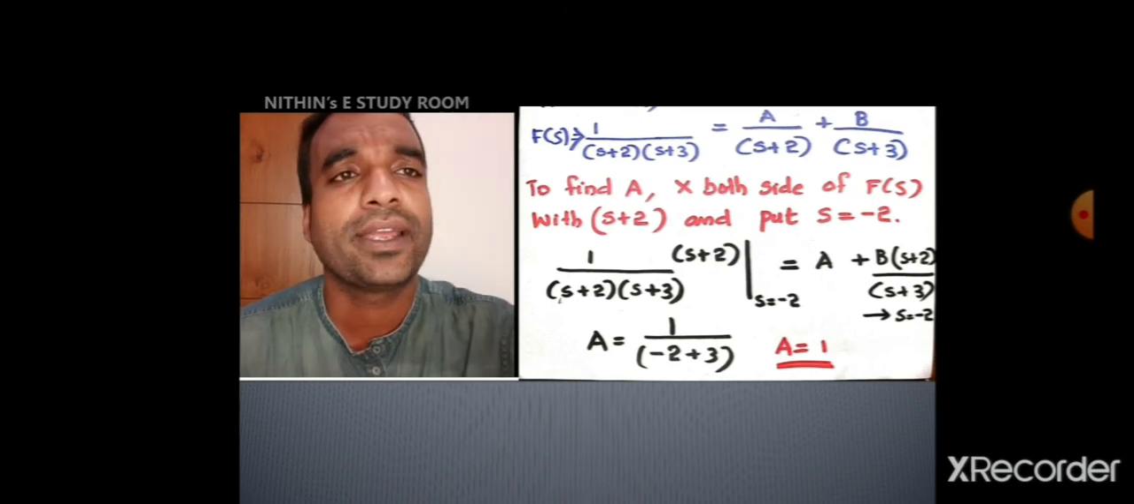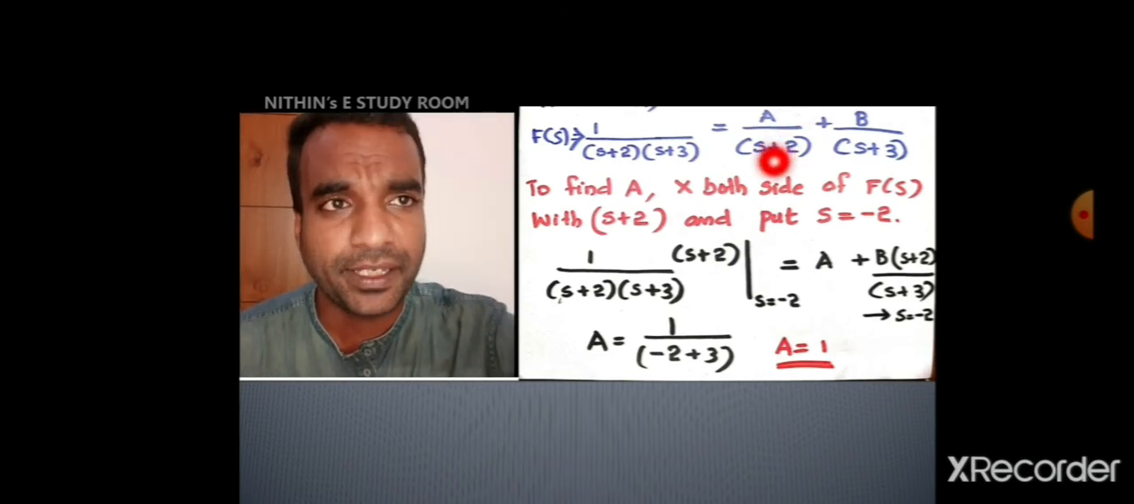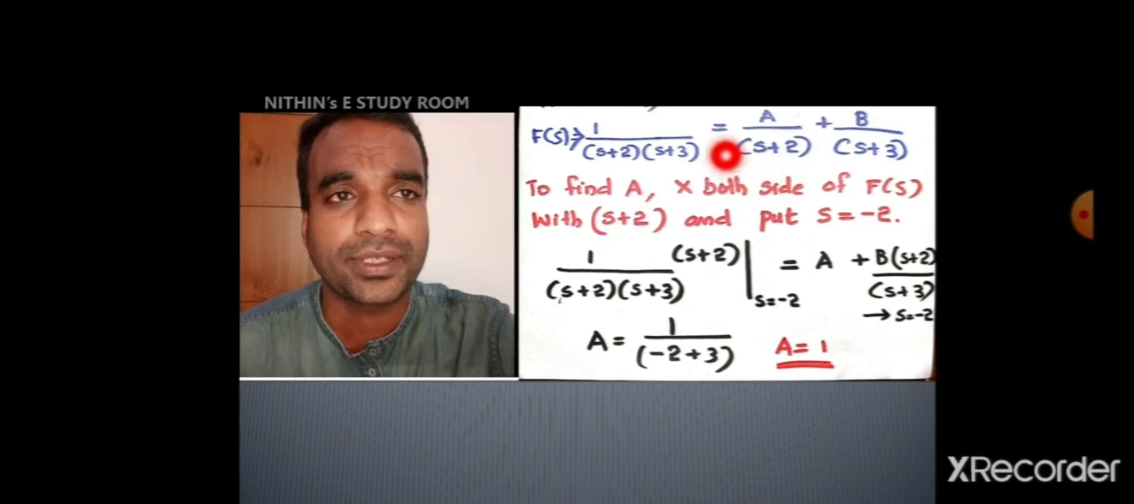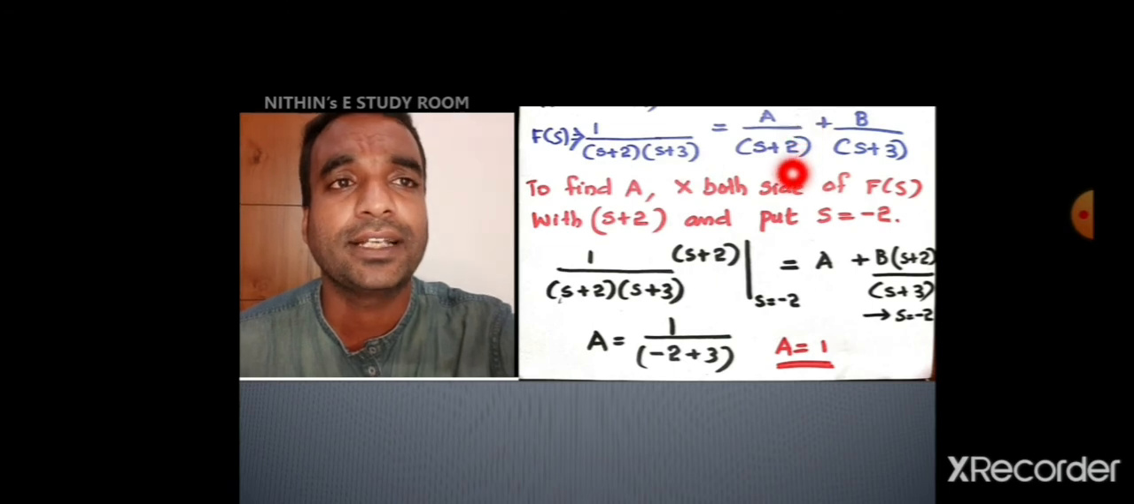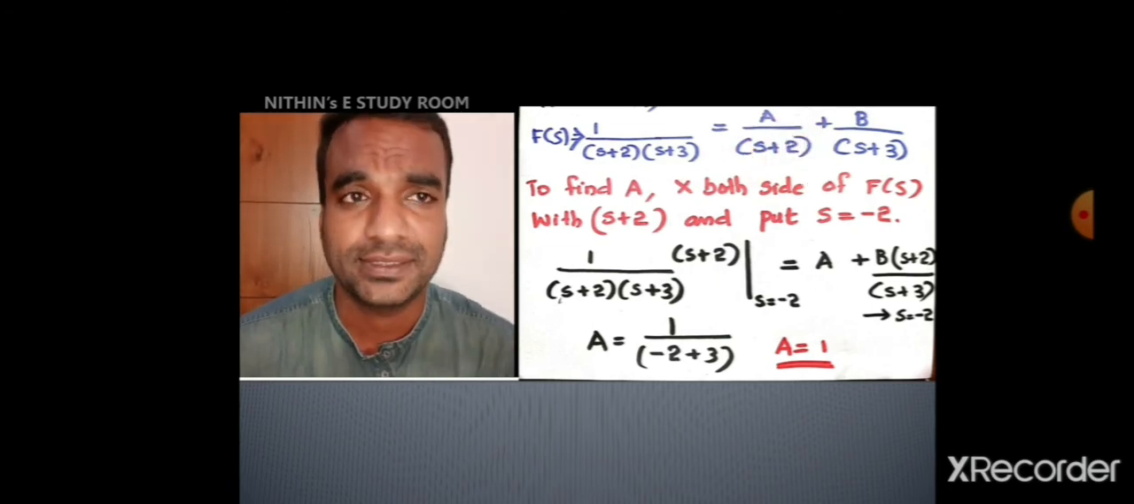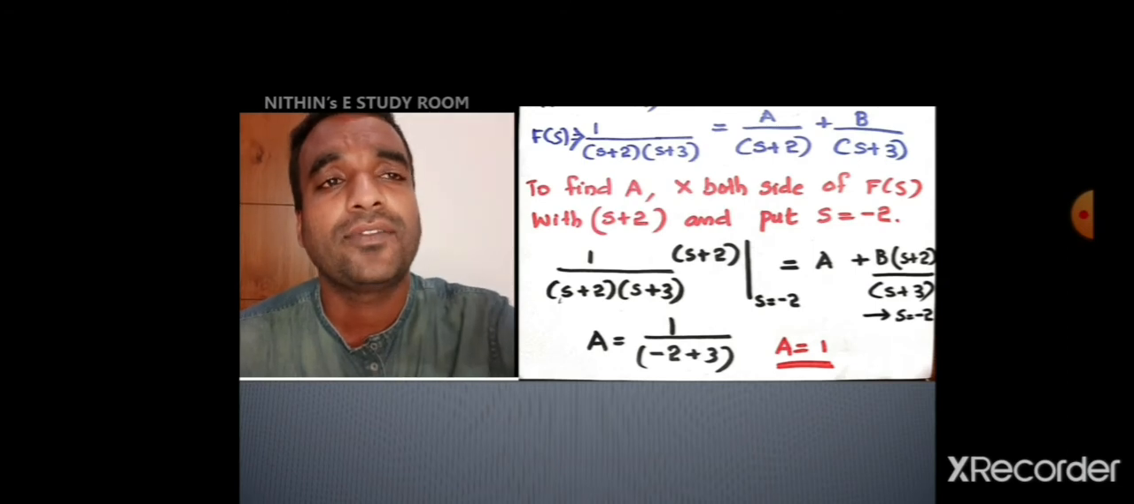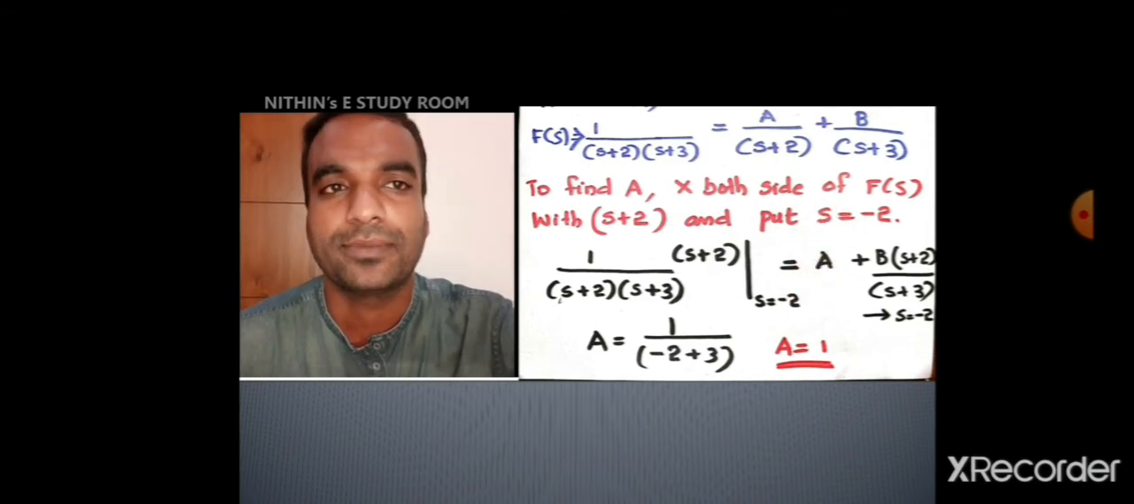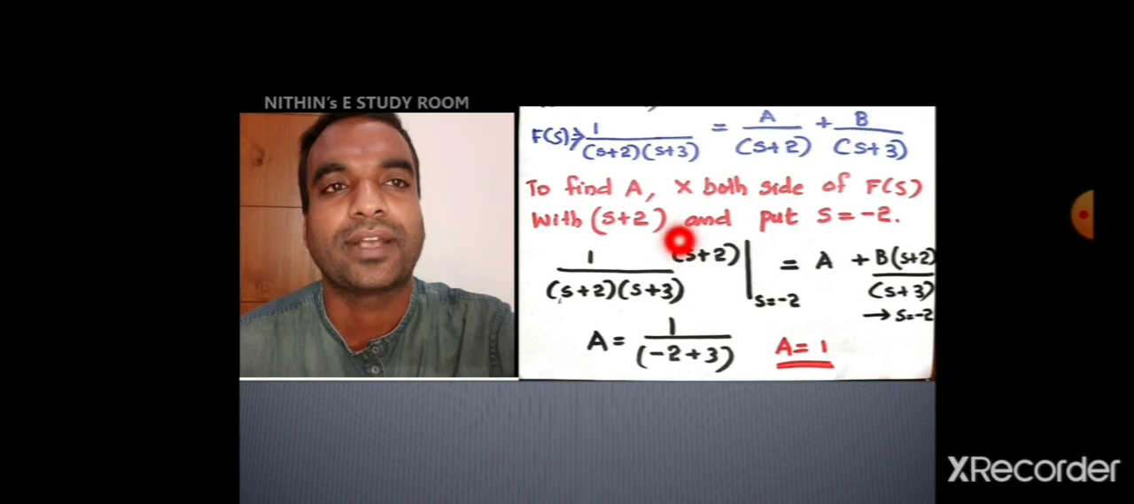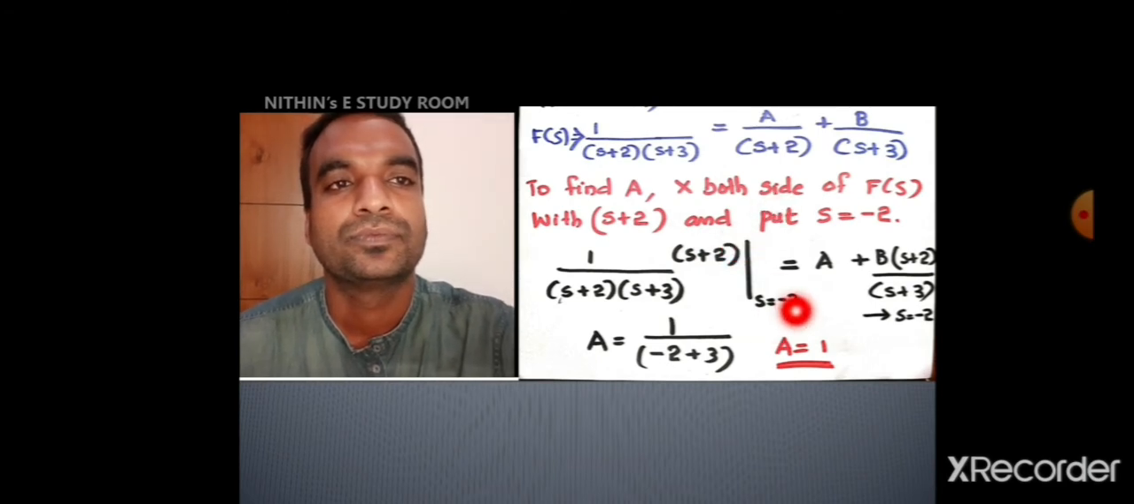So if you want to find a, theoretically speaking, you have to multiply the left half side and right half side with s plus 2 and put s is equal to minus 2. But what I want to say is, on the right side, after the whole procedure, definitely you will get a only. All the other terms will become 0. So we have to check the left hand side: 1 by s plus 2 into s plus 3, into s plus 2, and put s is equal to minus 2. On the right side, it is a only. All the other terms will become 0.